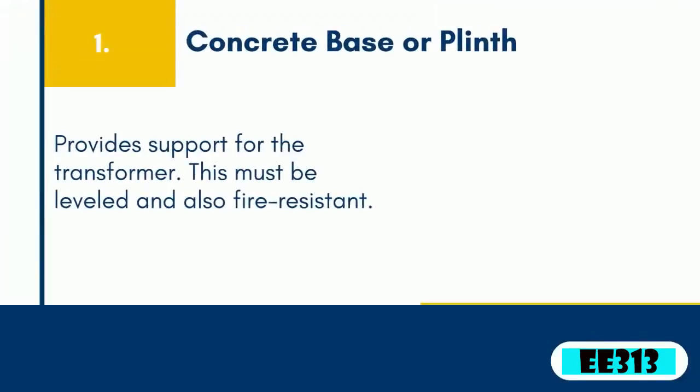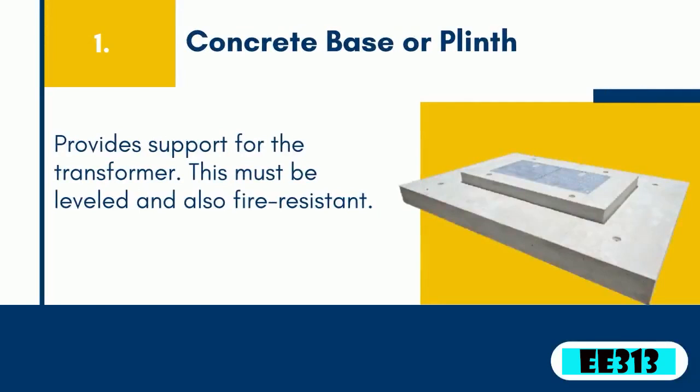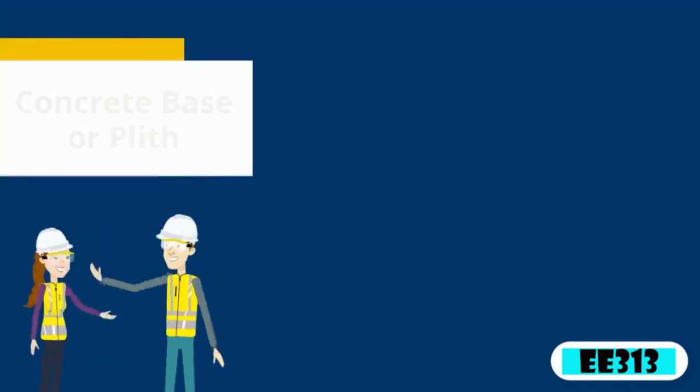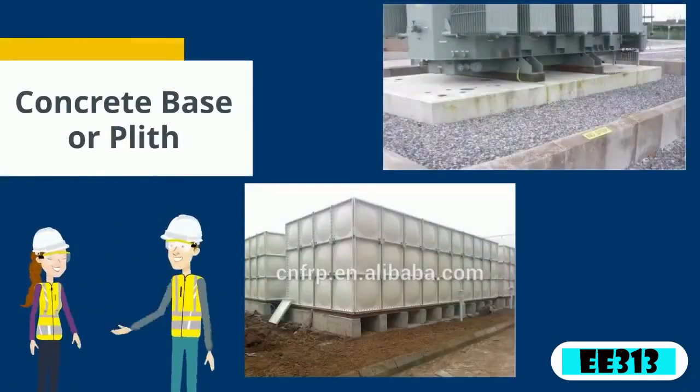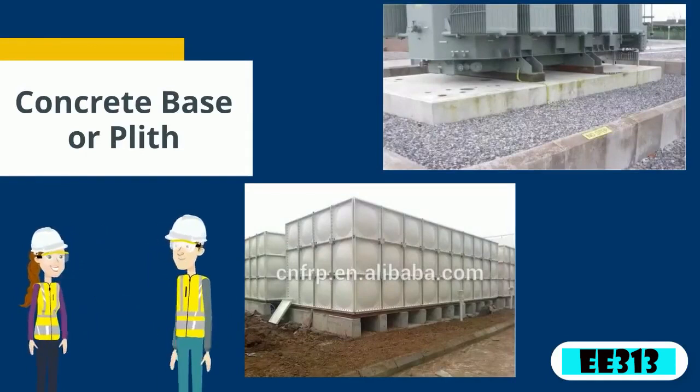First, we have the concrete base or concrete plinth, which provides support for the transformer and must be leveled and fire resistant. Concrete base or plinth is used to distribute the loads of the equipment uniformly to the structure. Also, concrete plinths are used to provide a raised platform for supporting heavy loads like our transformer. This is for maintenance purposes where personnel can easily access the equipment because it is significantly elevated.